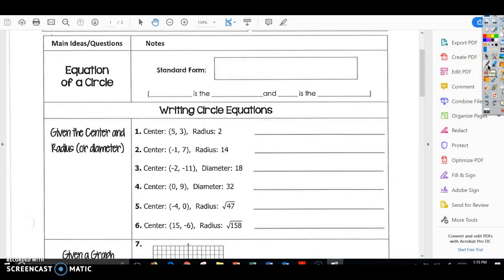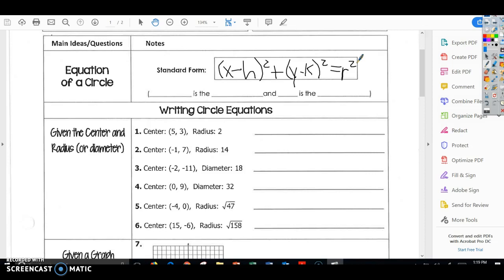We're going to talk about equations of a circle today. First thing in your notes, I want you to go ahead and write down the equation of a circle. This is something you're going to need for your ACT, so this is very useful information. Alright, so we have (x minus h) squared plus (y minus k) squared equals your radius squared.